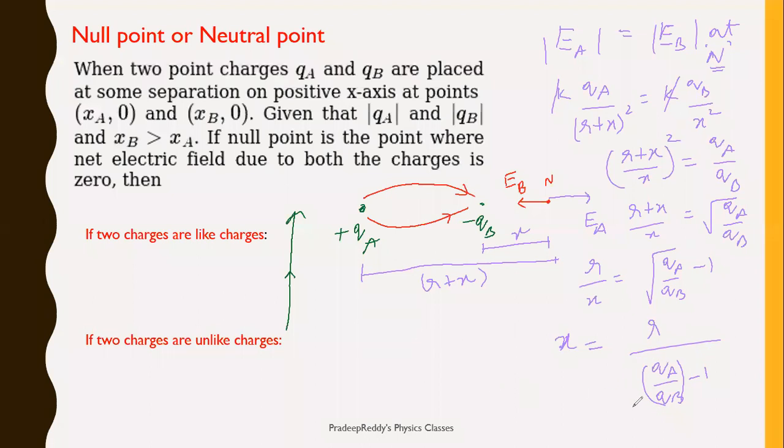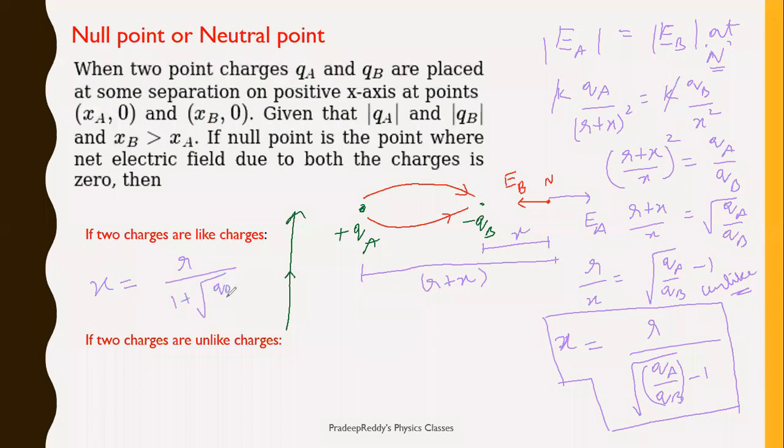So root is only for this particular term. It is QA divided by QB minus 1. This is the equation for the null point produced due to two unlike charges. Whereas for like charges, you can write it as X is equal to R divided by 1 plus under root QB divided by QA.